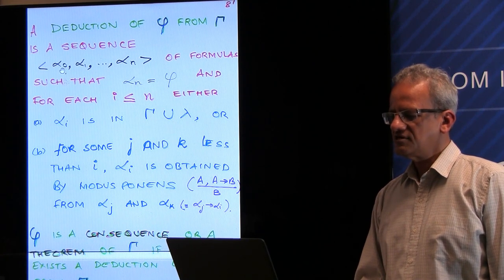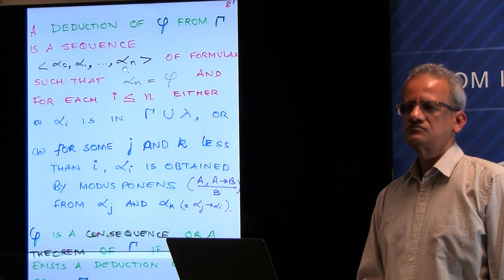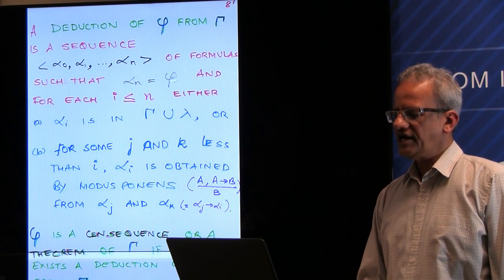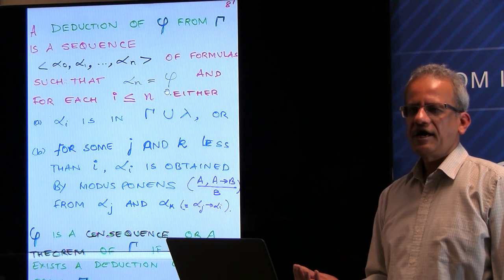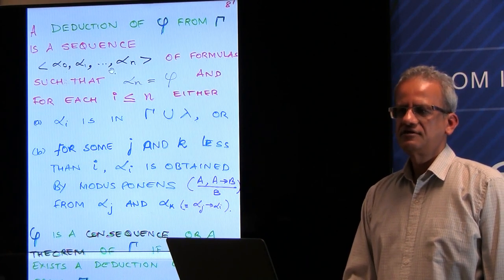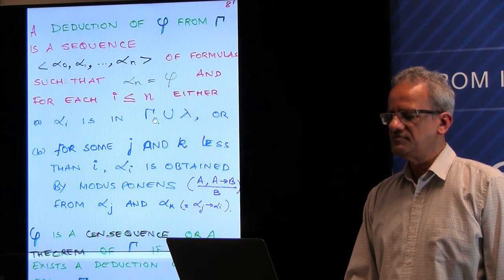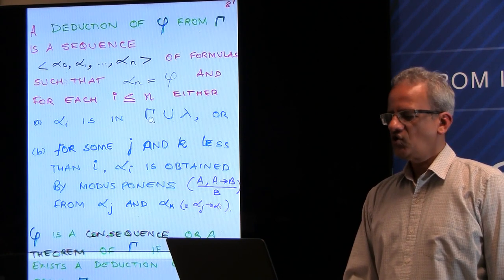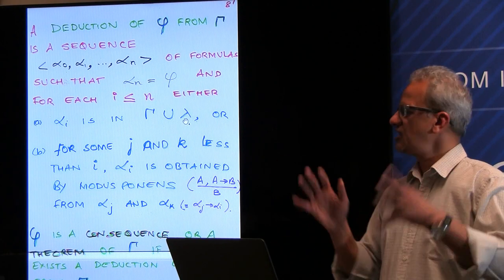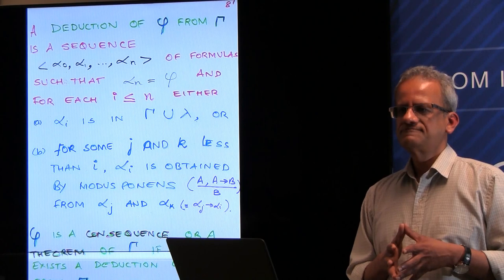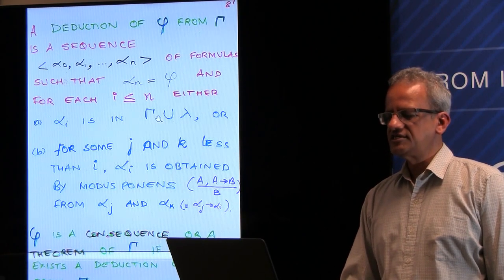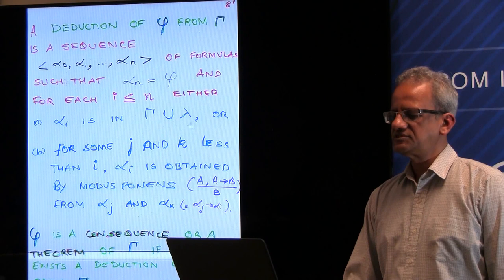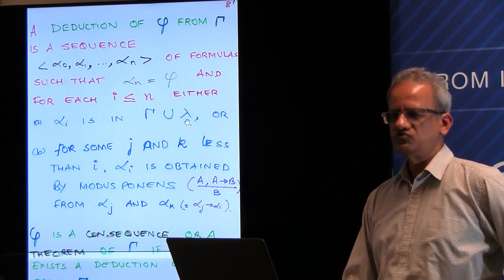If you can exhibit a sequence of formulae on the way, such that the last formula that you have is the theorem. So this alpha n is the same as phi, that is the final conclusion. And all the other things that precede it are either from the set of axioms that you are trying to derive consequences of, or these logic axioms that you're allowed to initially seed your machinery with. So either it is one of the axioms of your spec, or the logical axioms that you are allowed to use as seeds.